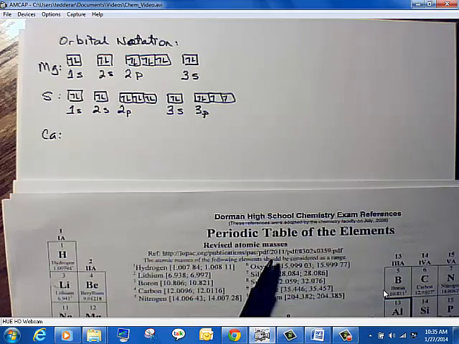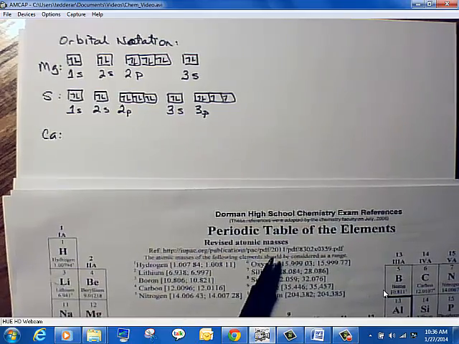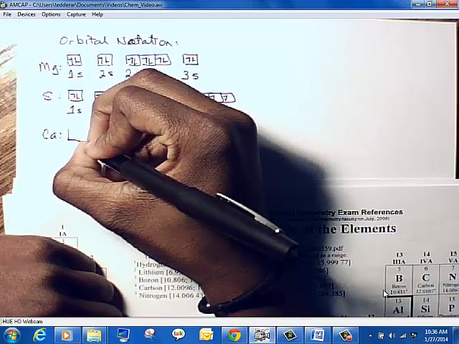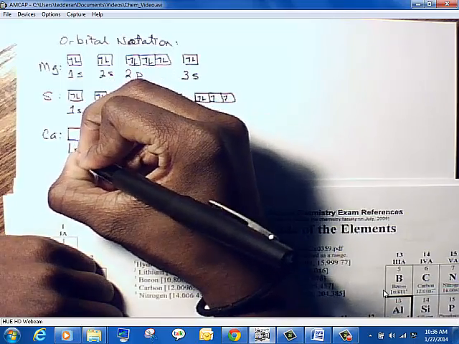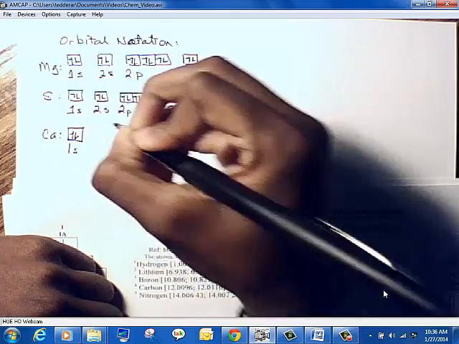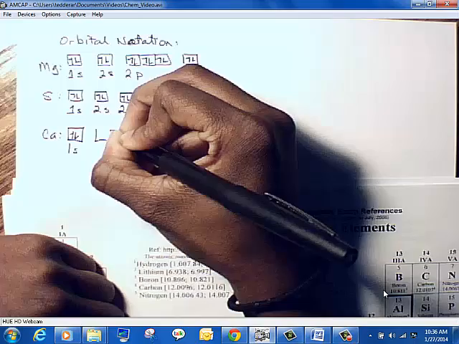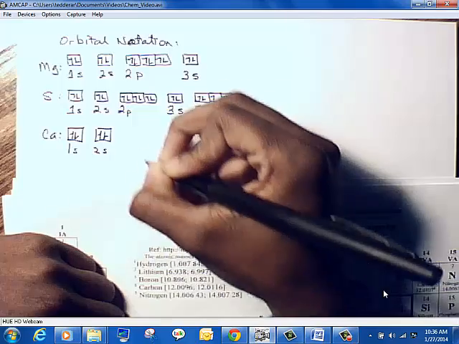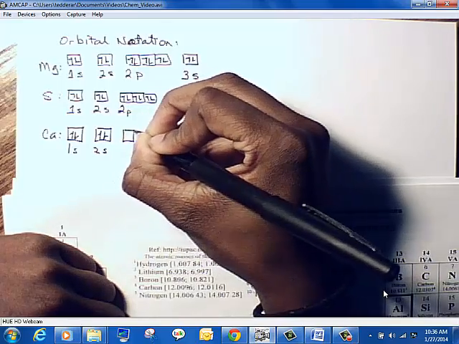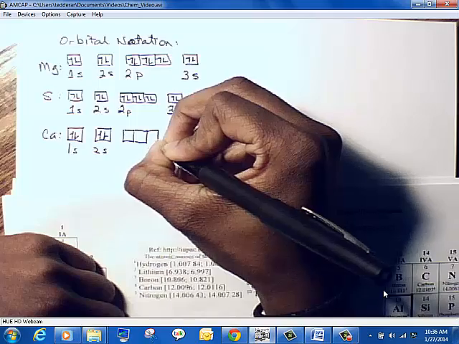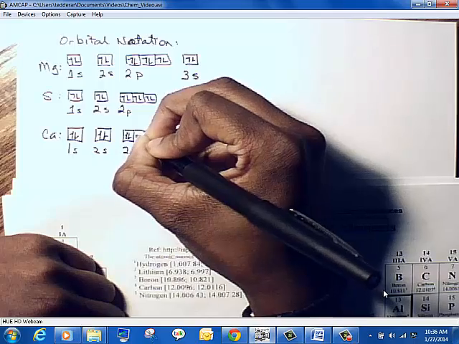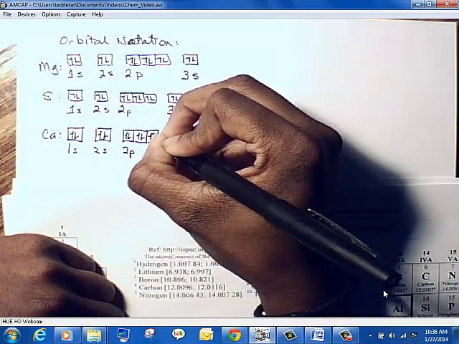Okay. But it's the same thing. All right. Guest teacher, have at it. So you have one little box here, and it's going to be a 1s, with an up arrow, down arrow. Then you have another little box, and it's 2s, up arrow, down arrow. Now we've got 3 boxes, and it's a 2p, up arrow, down arrow, up, down, up, and down.